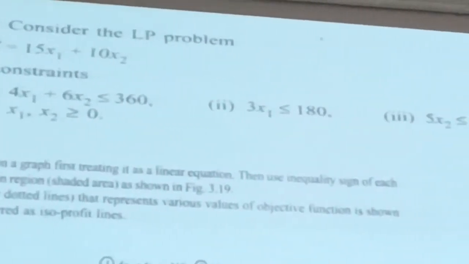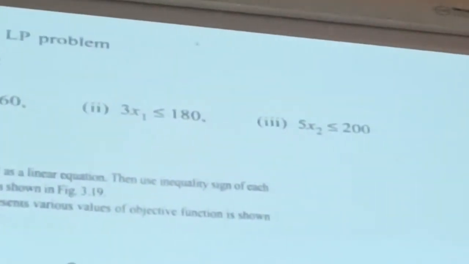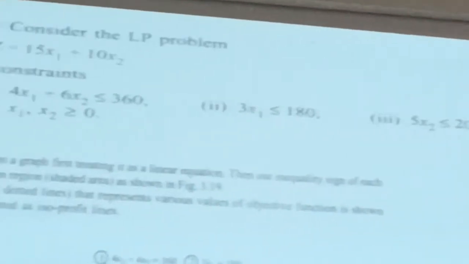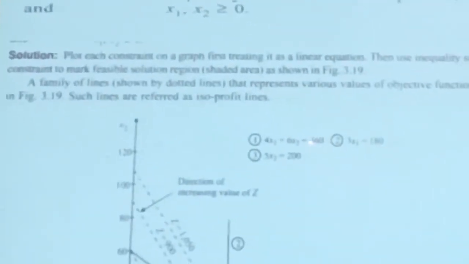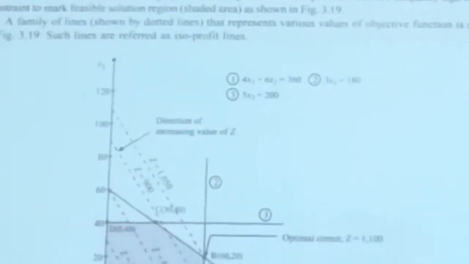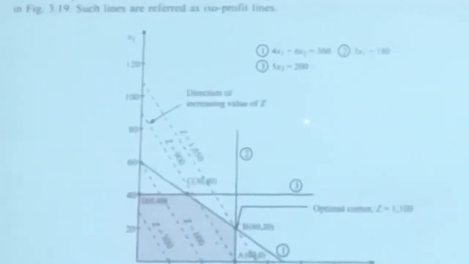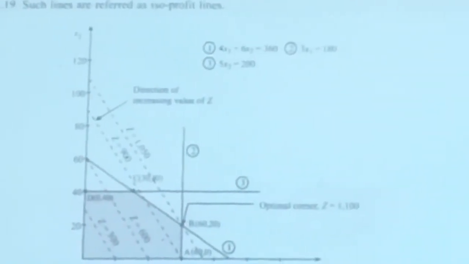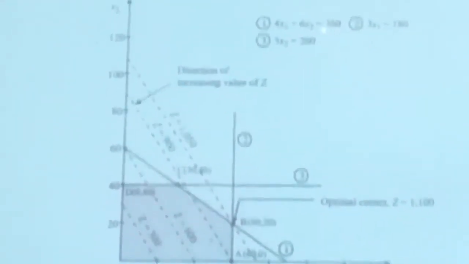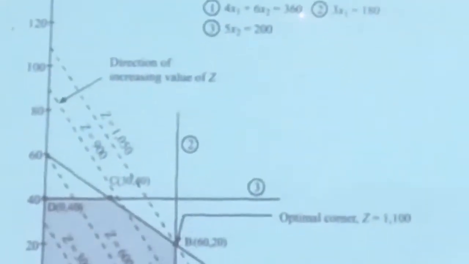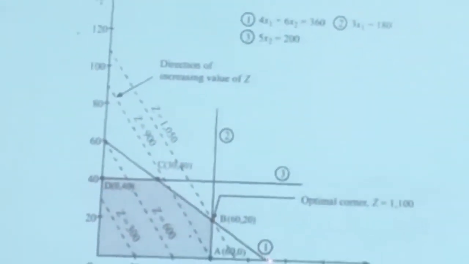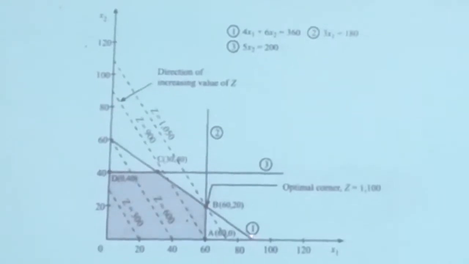4x1 plus 6x2 equal to 360. Put x1 equal to 0, it becomes 6x2 is equal to 360, or x2 is equal to 360 by 6, that is equal to 60. Then in 4x1 plus 6x2, you keep x2 as 0. It becomes 4x1 equal to 360, or 360 divided by 4, that is equal to 90. 60 and 90, we have drawn this line.